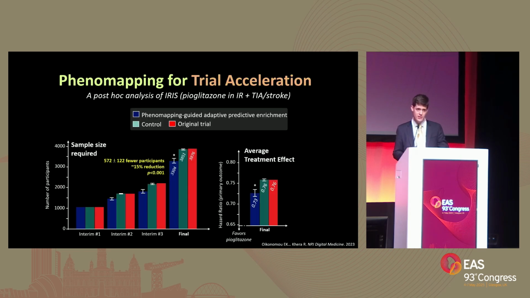One example is the IRIS trial, published more than 10 years ago at this point, but essentially this study ran over 5-6 years studying pioglitazone in patients who had insulin resistance and stroke or a prior TIA. And if you see the blue bars, if we implement our phenomapping strategy at each interim time point and we adjust how the trial enrolls its patients, we simulate that this trial could have had almost 15 to 20% reduction in its size without affecting the final effect size.